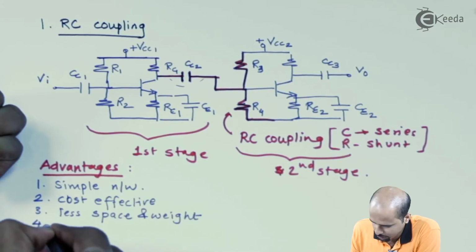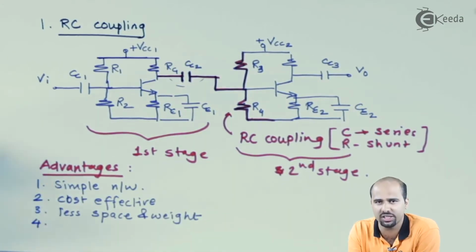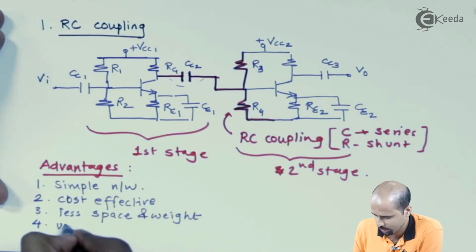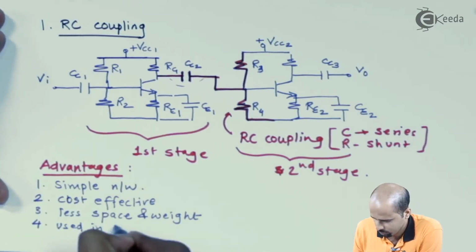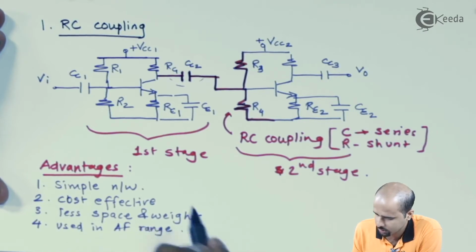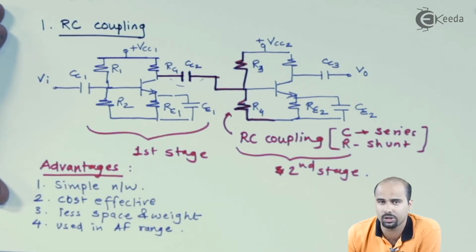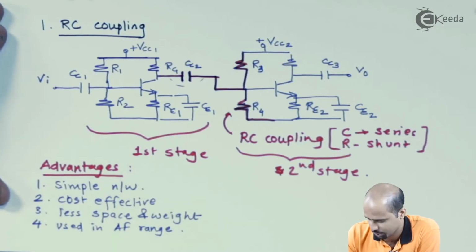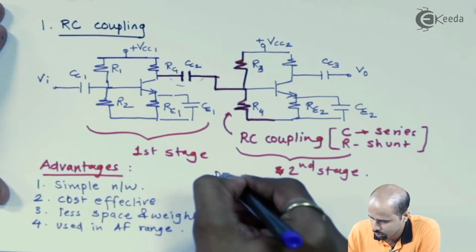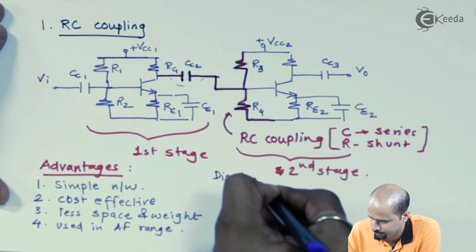And fourth important is, it is mostly used in audio frequency range. So used in AF range. The frequency response which we'll be getting is excellent in AF range. So we'll have to learn what are the disadvantages that we'll be getting in this particular RC coupling. So disadvantages.